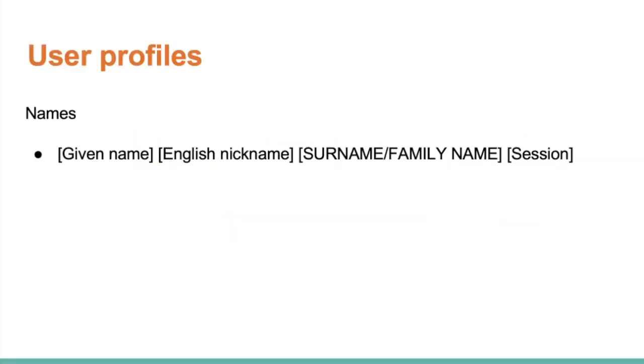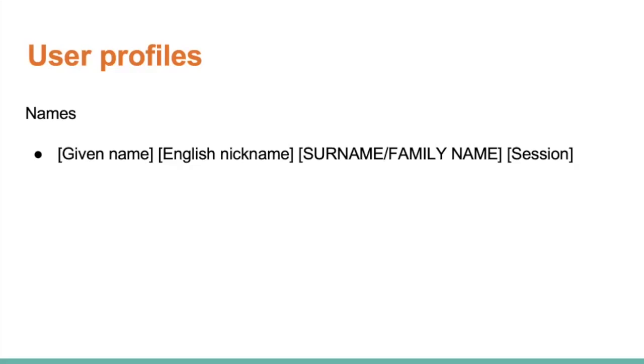User profiles. We would like you to make your profile name using this format. Your given name first, so the name you registered with the university, followed by your preferred English nickname, then your surname. Your surname should be in capital letters, and at the end, please indicate which session you belong to in brackets, such as 2071, 3052A, or 3052B. This is to avoid possible confusion with names.